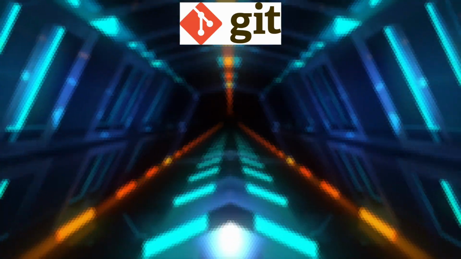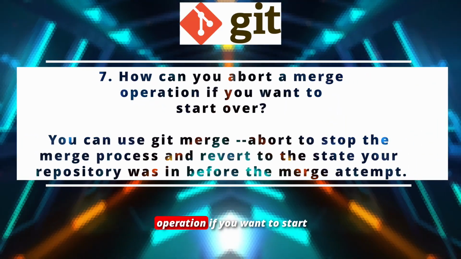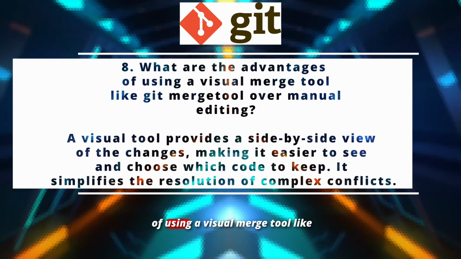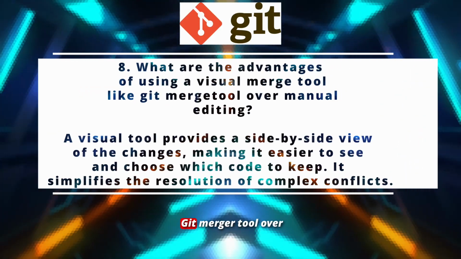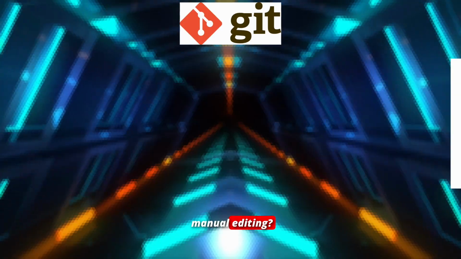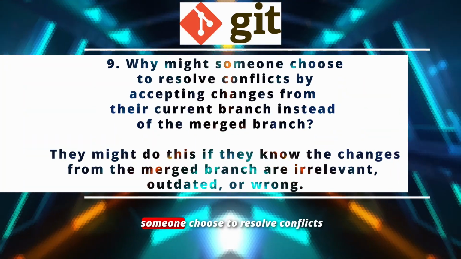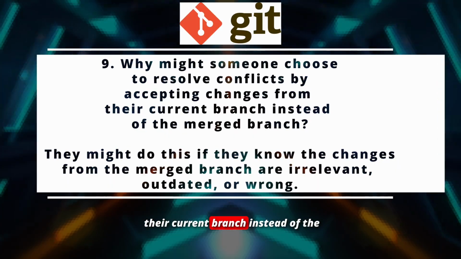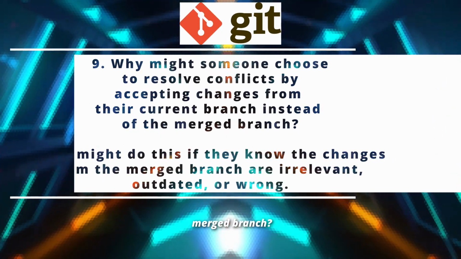once? 7. How can you abort a merge operation if you want to start over? 8. What are the advantages of using a visual merge tool like Git Merge Tool over manual editing? 9. Why might someone choose to resolve conflicts by accepting changes from their current branch instead of the merged branch?